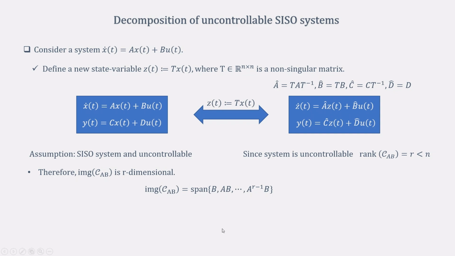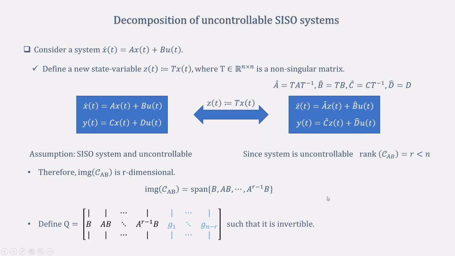Now, if these are the basis vectors, I will define a Q matrix of the form B, AB, up to A to the power of r minus 1 B. So, I have r columns here, and then I will add another n minus r columns. And what are these columns? We will add these columns in such a way that this n cross n matrix becomes invertible. I can always add columns here such that this matrix becomes invertible. Now, we will choose the transformation matrix T to be Q inverse.